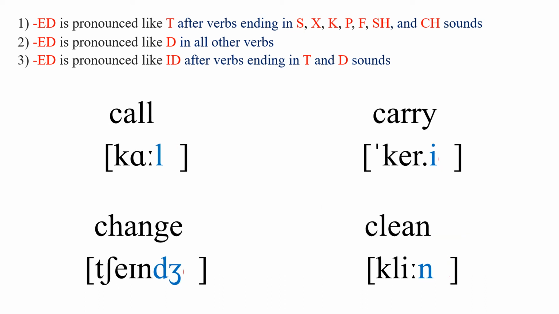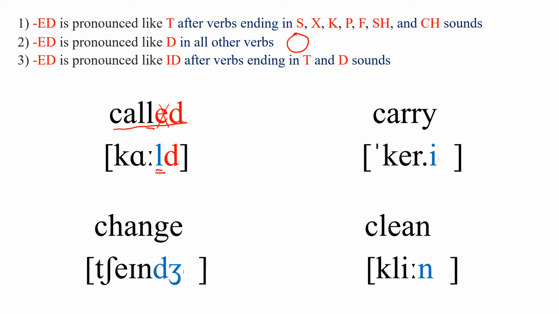The next word is call. This is a consonant, so we add ED, and then this is voiced here, so we just add the D sound, and we read called. Especially people from Latin America read this as "calid". You don't need to add an extra syllable, just read called.